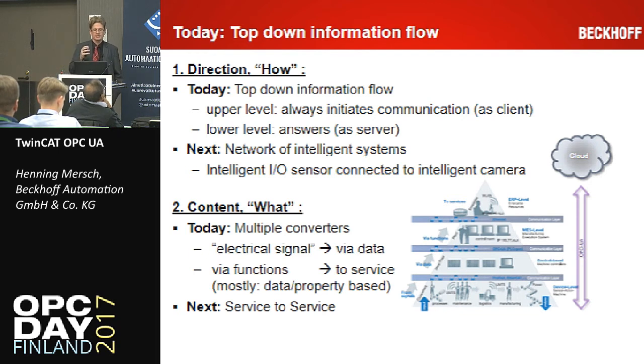They're acting as intelligent I/O sensors and, for example, intelligent cameras. And the other one is the content. So the first one was the direction, and the second one is the content. So what is actually transferred? There are currently multiple converters all the way. We have electrical signals. These need to be converted to at least data. So a simple number needs to be converted to information. And this information, this data together with the metadata, needs to be transported.